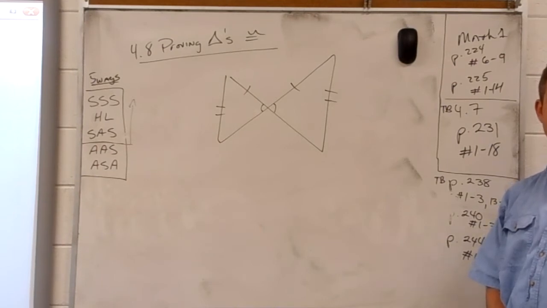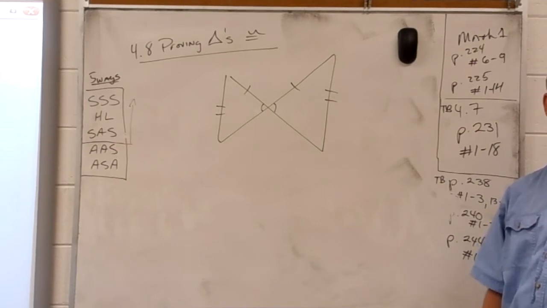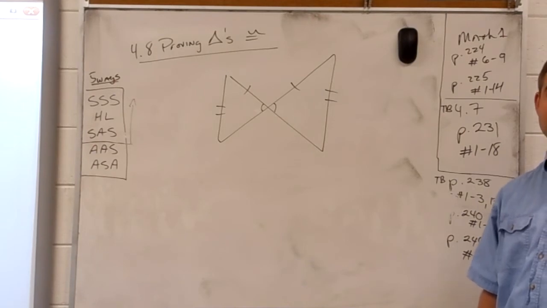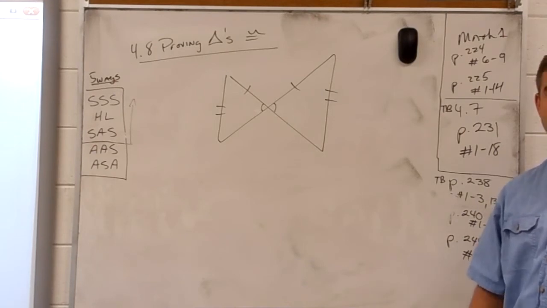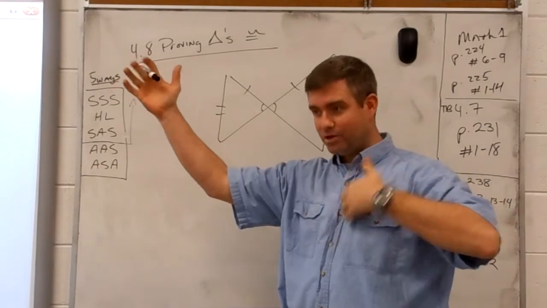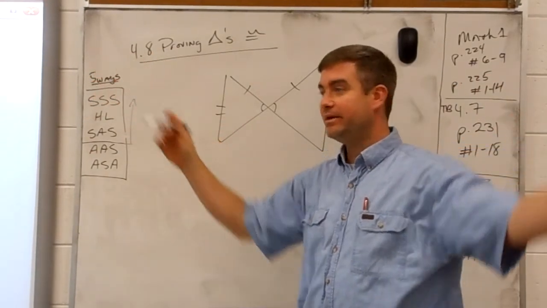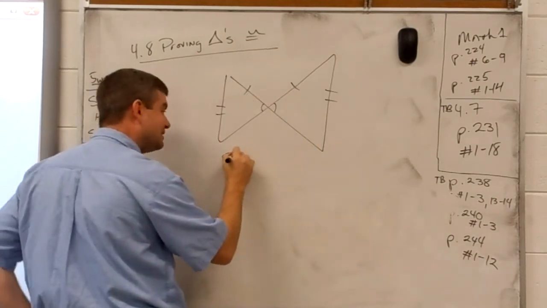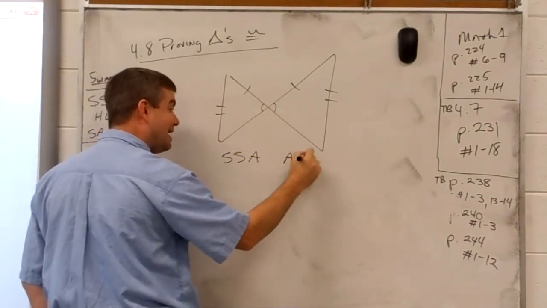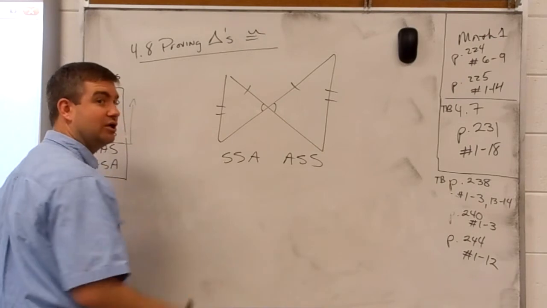By side, angle, side? Side angle side. No, between them. Everybody listen. Pay attention. Because it's not between the two lines. In order to be side, angle, side, where does the angle have to be? In the middle. We have SSA or ASS, however you want to look at it.